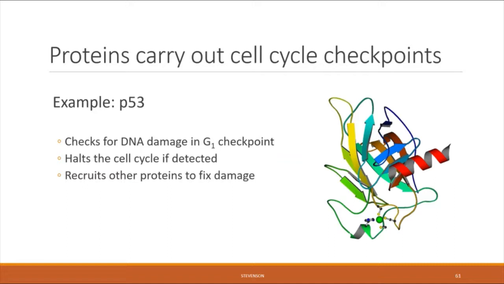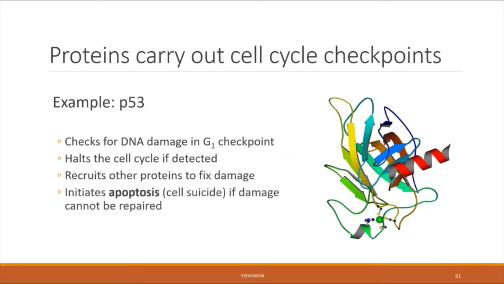Even more important, if the damage cannot be fixed, then p53 will help initiate apoptosis, which is defined as cellular suicide if the damage cannot be repaired. So p53 is essential to the execution of the G1 checkpoint and either getting the cell back on track or destroying the cell if the damage is too great to where the cell cannot recover.